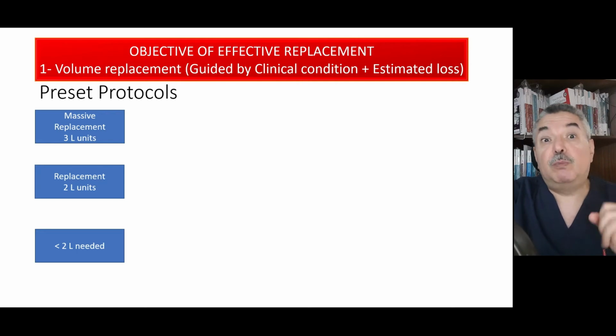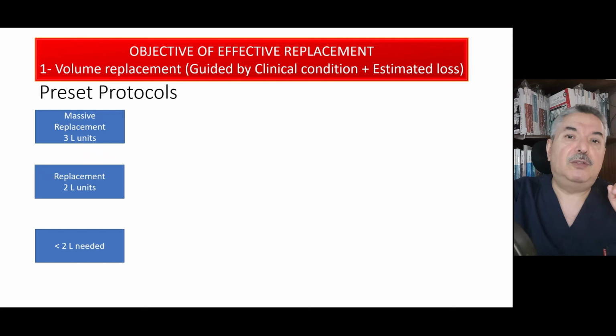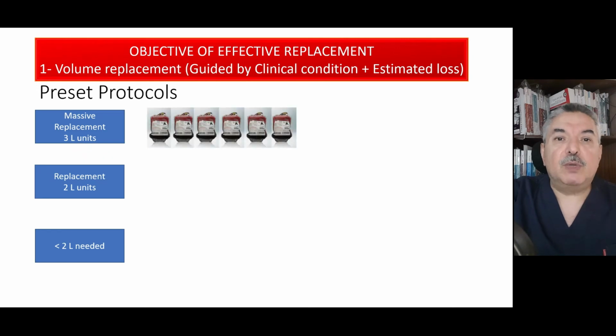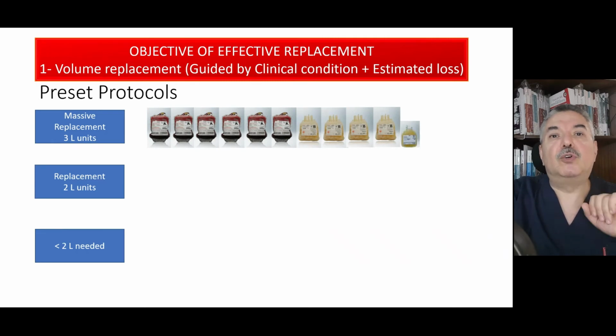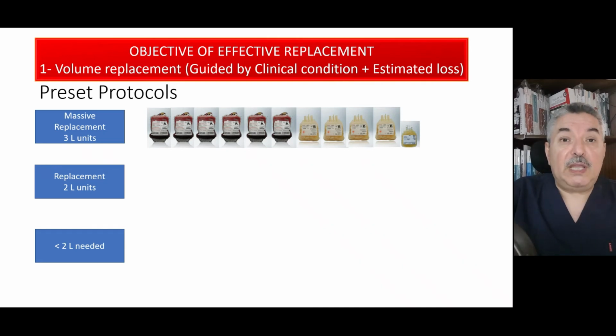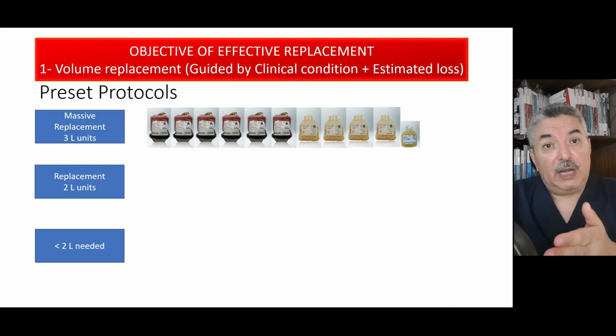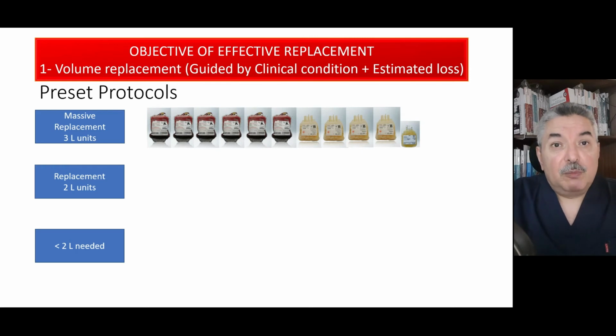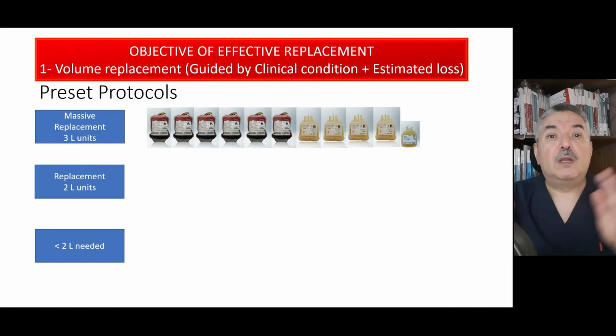The first protocol is when you need massive transfusion. The patient needs more than or equal to 3 liters. You give 6 units packed RBCs with 4 units fresh frozen plasma, 1 unit platelet concentrate. This is 1 unit of transfusion, 641. And if you need another 3 liters, you give the 3 liters with the same divisions. You give 641, 6 packed RBCs, 4 fresh frozen plasma, 1 platelet concentrate.